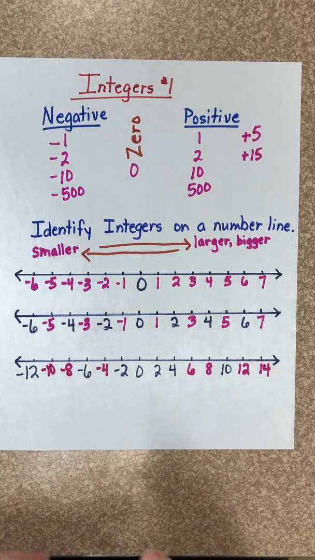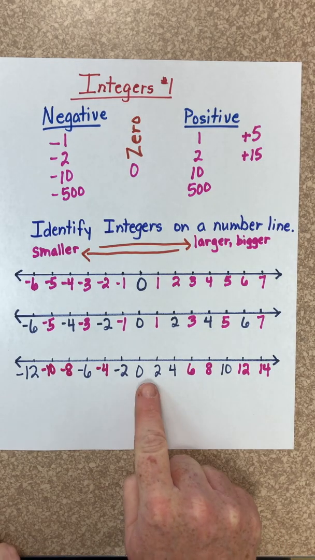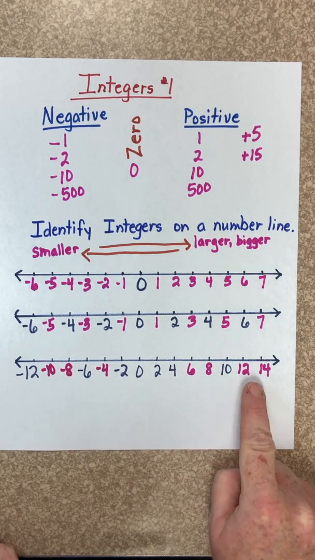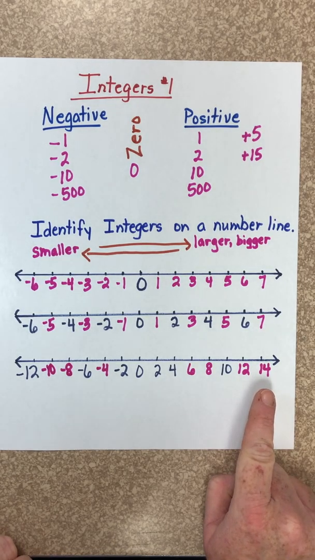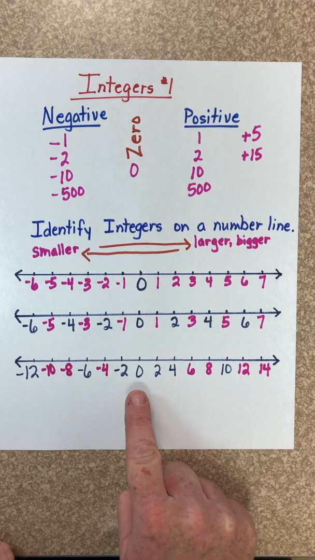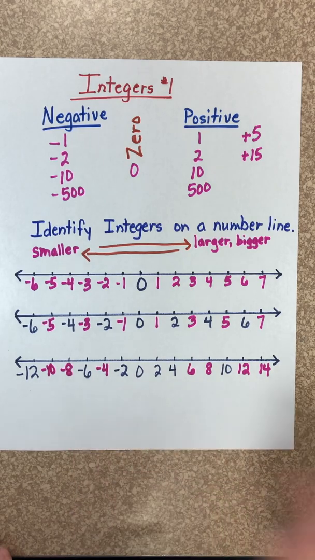Now number lines can have increments, that's what they're called, increments of 2's, as in this example. They could go up by 3's, they could go by 4's, by 5's, by 10's, just about any whole number that you like or integer. But notice at this point we don't have any fractions or decimals. We'll talk about that later.